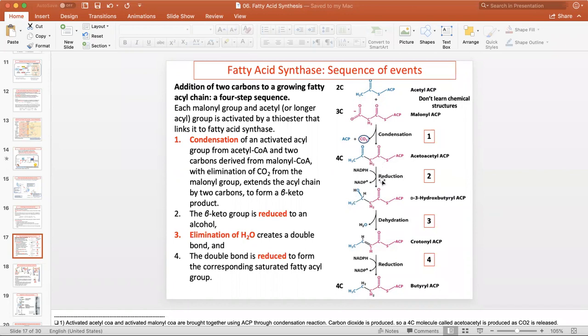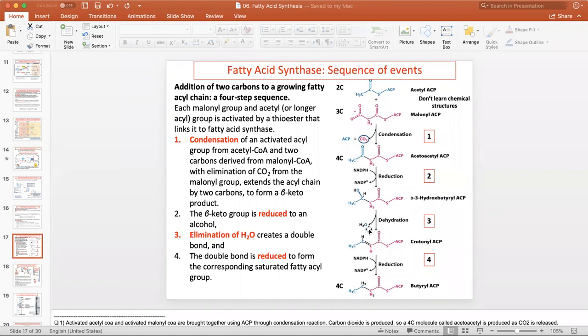Where are we transferring the electrons? It's mainly with the help of NADPH. So NADPH is getting converted to NADP plus. The NADPH molecule is getting oxidized so that the acetoacetyl ACP is getting reduced. So this is your reduced molecule. Now we have to remove some hydrogens and oxygen because it is in excess. So we undergo a dehydration reaction. So we remove the H2O molecule.